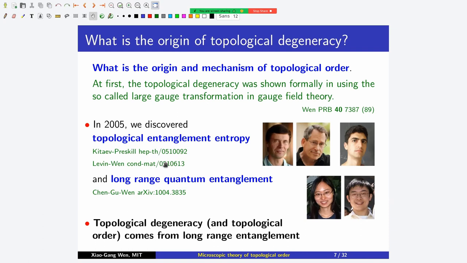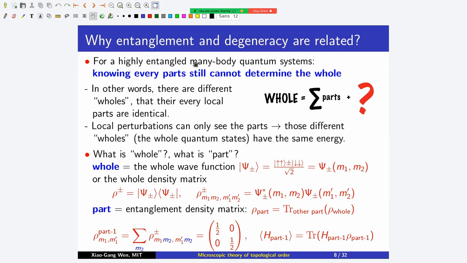It turns out that this topological degeneracy is coming from entanglement. This is maybe the key message. As you remember, when I was at MIT, John Preskill came to MIT and gave a colloquium. One thing I remember is that entanglement means if you know every part, you still don't know the whole. That's the magic of entanglement. And actually, this magic gave us this topological degeneracy. For example, take two qubit states, with the plus state and the minus state. If you only look at one qubit, you have the same reduced density matrix, which is like this.